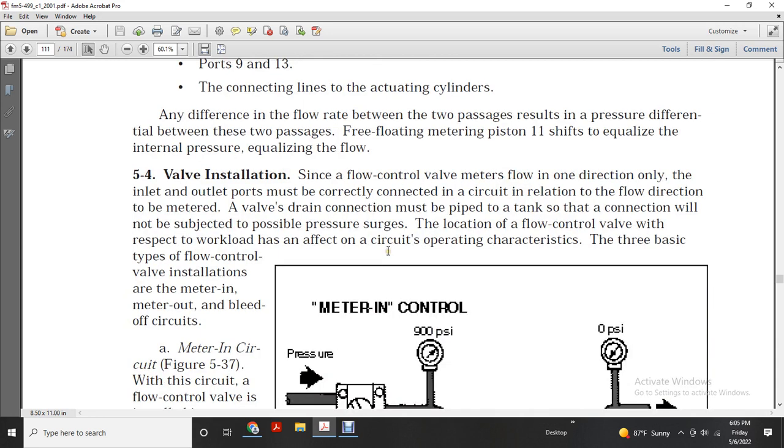Alright, Figure 5-4, valve installation. Since a flow control valve meters flow in one direction, the inlet and outlet ports must be connected correctly for the flow direction to be controlled by the valve. The drain connection must be piped to the tank.